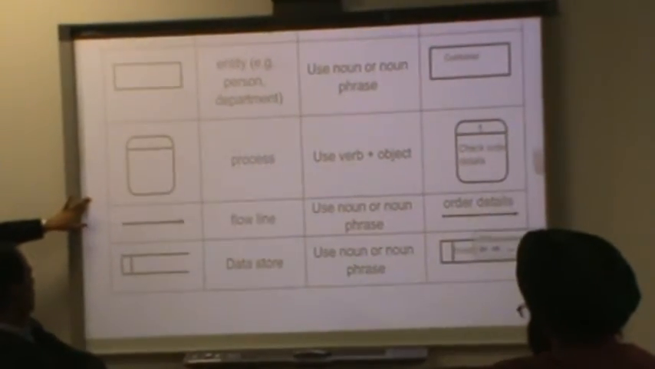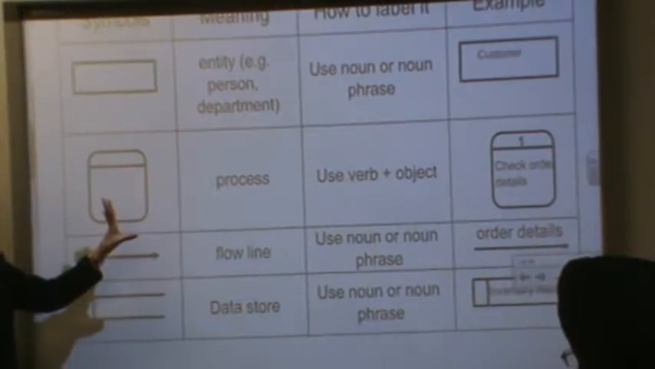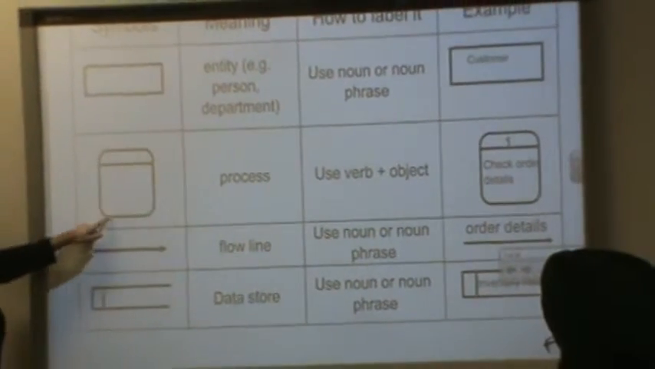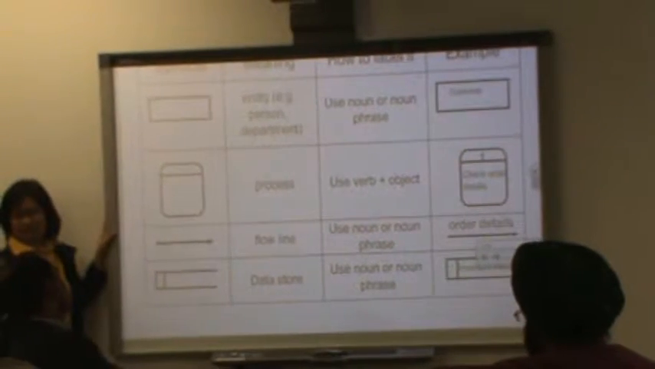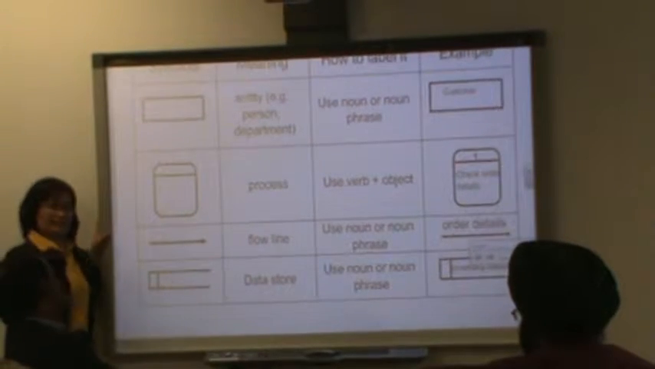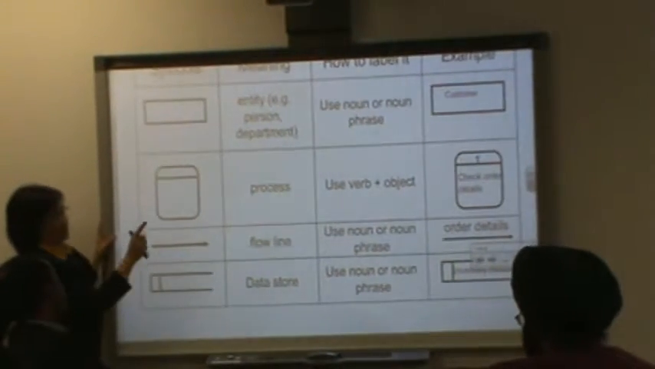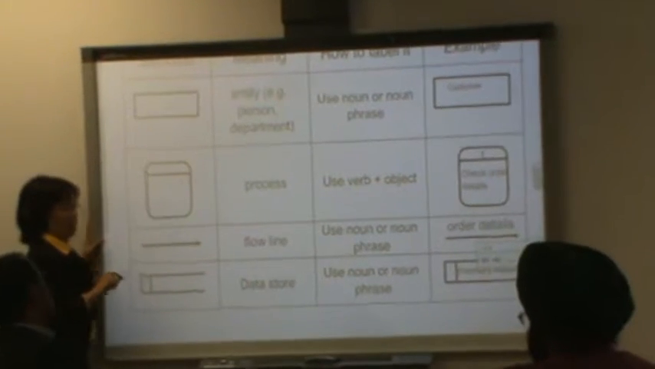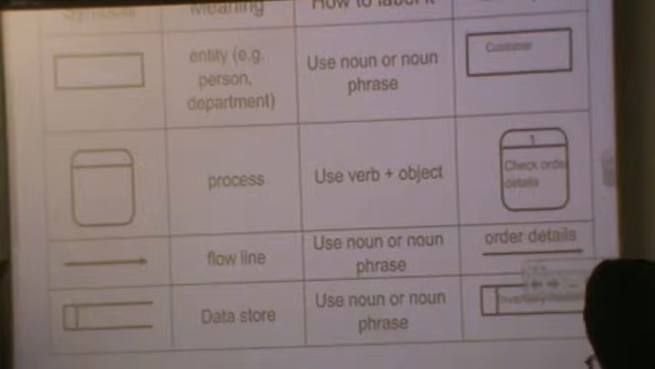The next symbol is this symbol. We call this the shape of a cylinder, sometimes you call that, or rounded square. And this indicates a process. If it is a process, that means that there is something going on there that transforms data into information. And you use a verb to label it. So for example, check order details. Order details is the object of your active verb. Okay? So you usually use a verb there, while here you use a noun.